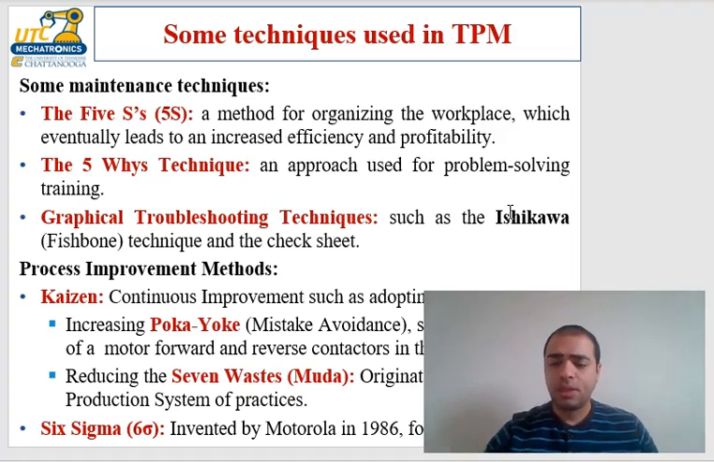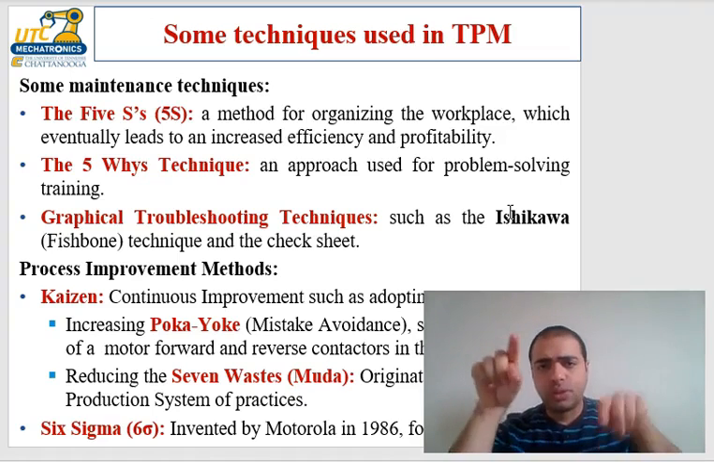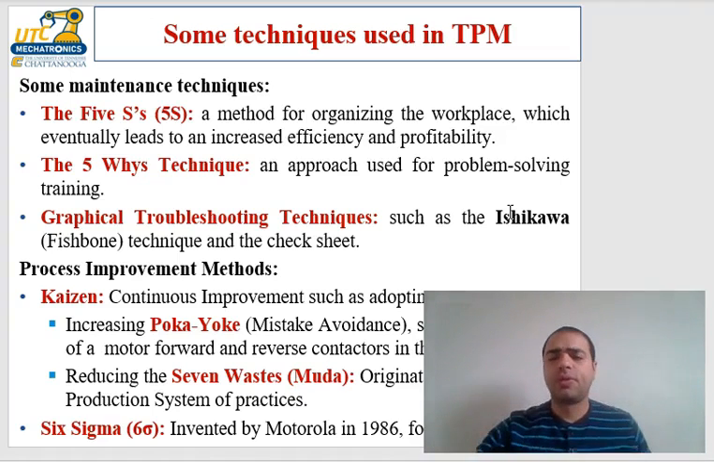Like, for instance, here, the interlocking of a motor. You know that we actually talked about that in an H bridge. When you want to control a motor forward and reverse, the circuit that is used is called the H bridge. And the H bridge basically has 4 contactors, if you use contactors. 2 for the forward and 2 for the reverse.